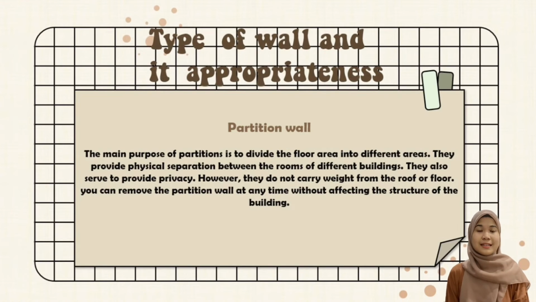Type of wall and its appropriateness. Firstly, partition wall. The main purpose of partition is to divide the floor area into different areas. They provide physical separation between the rooms of buildings. They also serve to provide privacy. However, they do not carry weight from the roof or floor. You can remove the partition wall at any time without affecting the structure of the building.